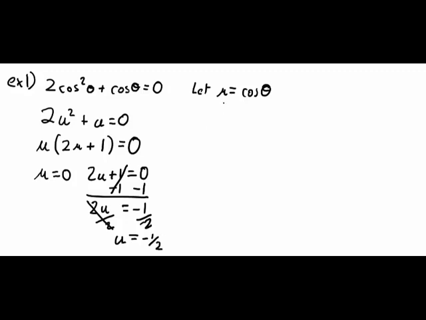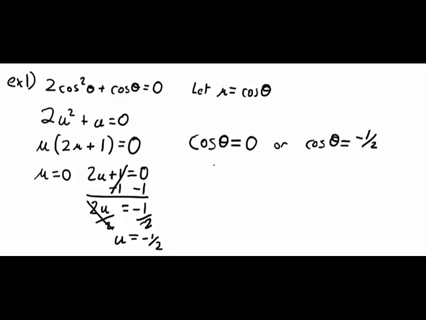Now, we learned before that u was equal to cosine theta. So now that we know that either u is equal to 0 or u is equal to negative 1/2, we can say cosine theta is going to be equal to 0, or cosine theta is equal to negative 1/2. You can see that I'm just substituting cosine theta back into each instance of u.